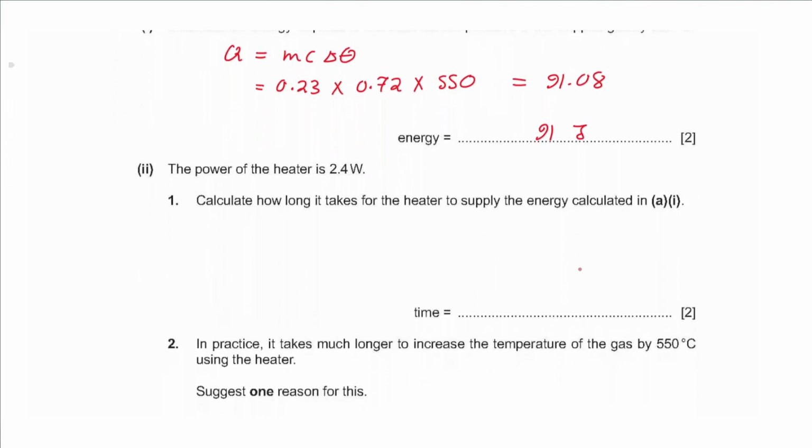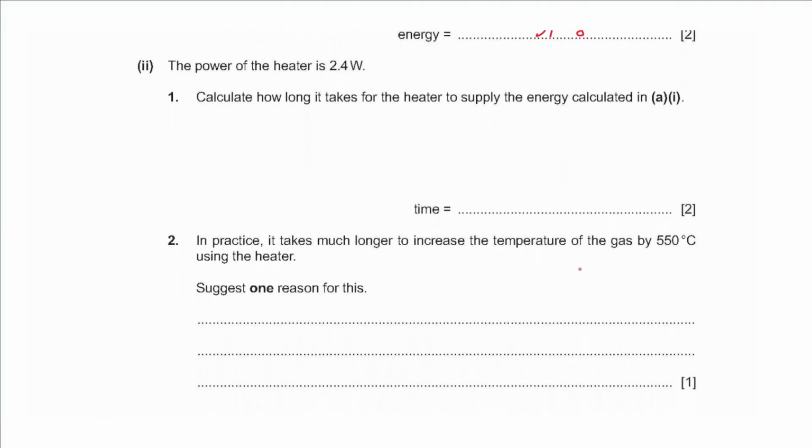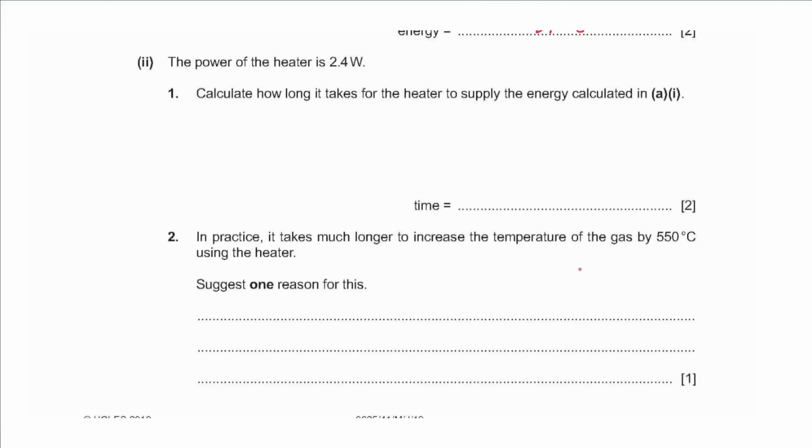Part I says the power of the heater is 2.4 watts. Calculate how long it takes for the heater to supply the energy calculated in AI. Power is equal to energy divided by time. Therefore, time is equal to energy divided by power. We divide 91.08 over the power, which is 2.4, to get an answer of 37.95, which is approximately 38 seconds.